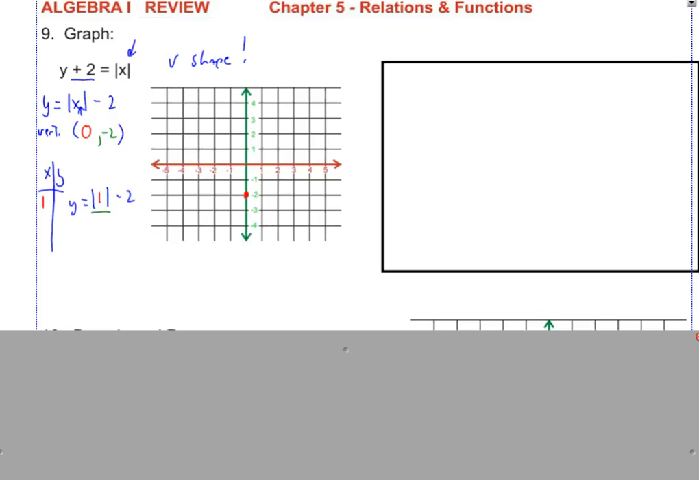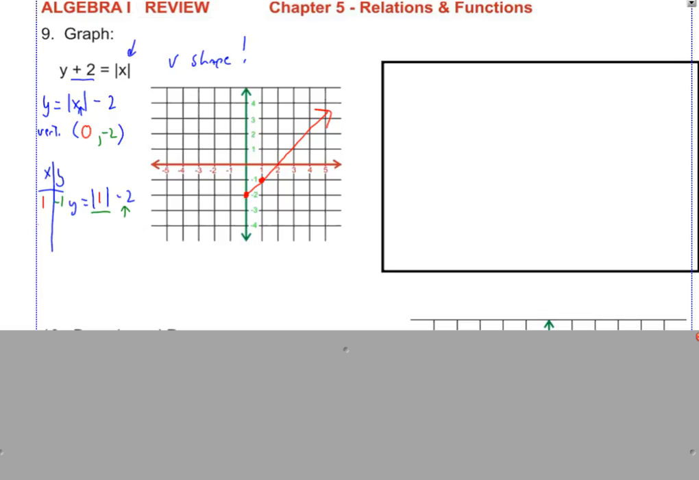The absolute, or no, not negative 1, 1, excuse me. So the absolute value of 1 is 1. 1 positive and 2 negatives leaves me a negative 1. And I have the point 1, negative 1 right there. Okay, I already know that the right-hand side of this goes like this now, because I know the vertex is 0, negative 2.